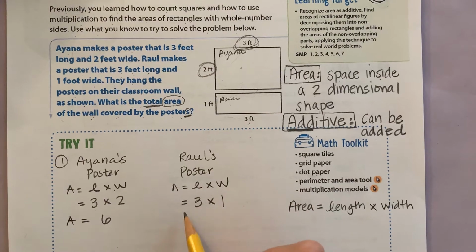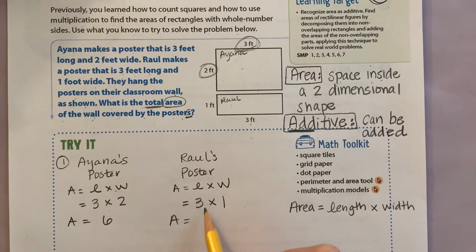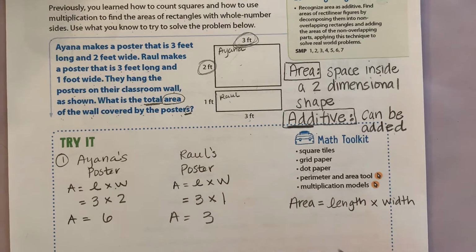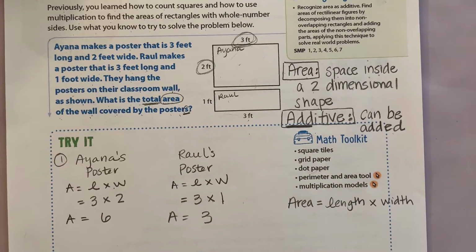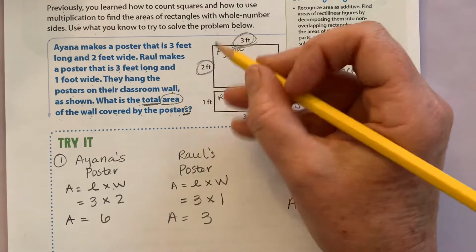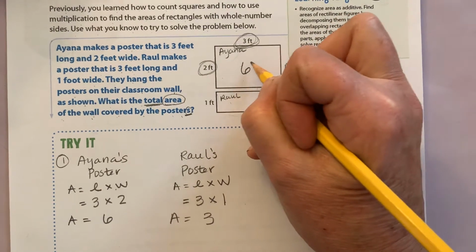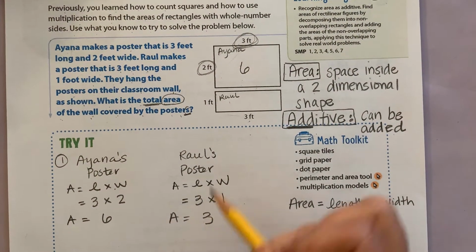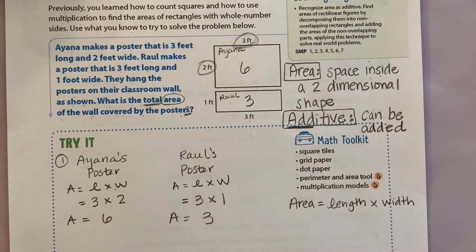Okay, let's figure out the area. What is the area? 3 times 1 is 3. Okay, so now what do I do? I know Ayana's has an area of 6. And I know that Raul's has an area of 3.